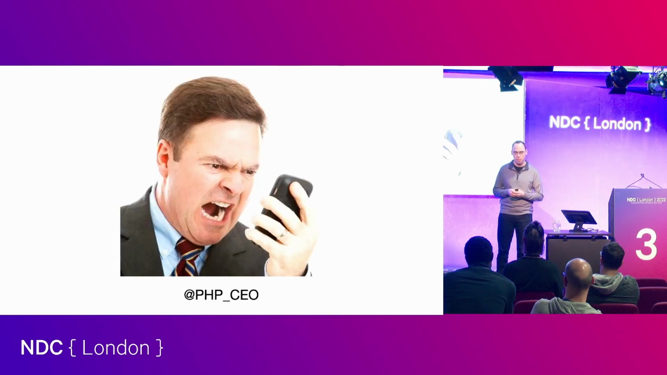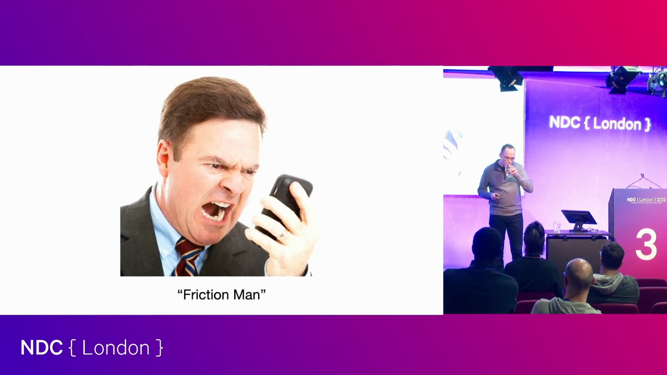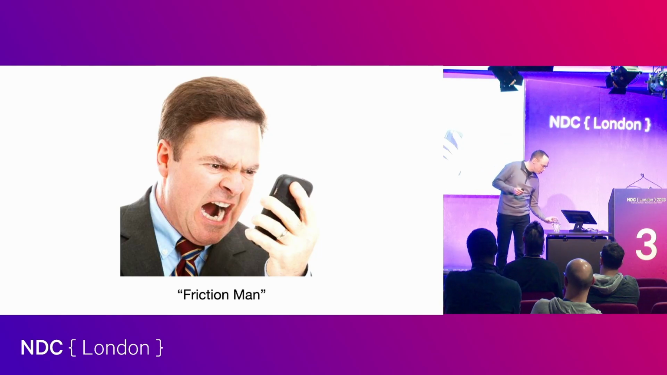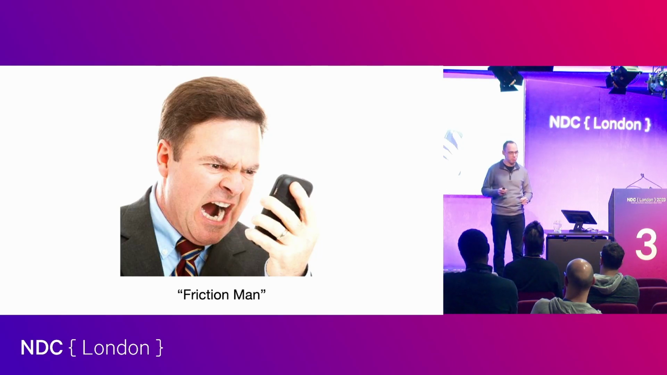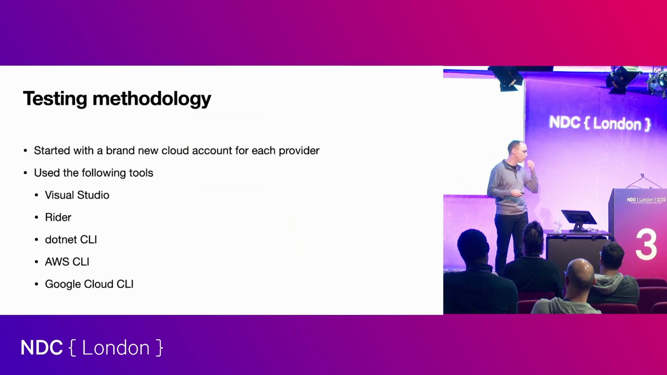So we've introduced PHP CEO. That's a real Twitter account, but I'm going to just call him Friction Man, which is just this very charming guy yelling at a phone. And I really like this image for some reason. So when you see this image, this will pretty much be a signal to you that Spencer encountered friction in this process, or here be dragons, here be potential dragons, as it were.